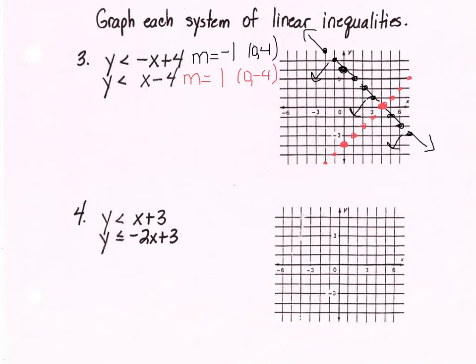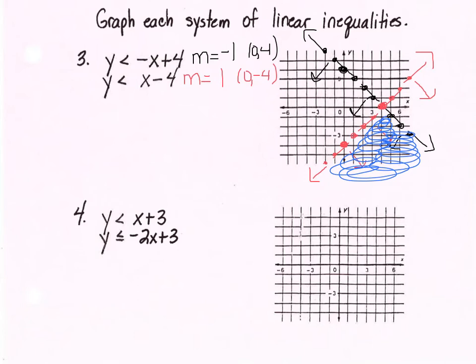Since it's a less than symbol, I'm going to draw in a dashed boundary line. Then I have to decide where to shade. Since it is a less than symbol, I'm going to shade underneath this line also. Now what I'm really interested in doing is shading where they overlap. If you shade everything, that's fine. Just make sure that the overlapping area is darker. This is the overlapping area down here, so it's less than both lines.